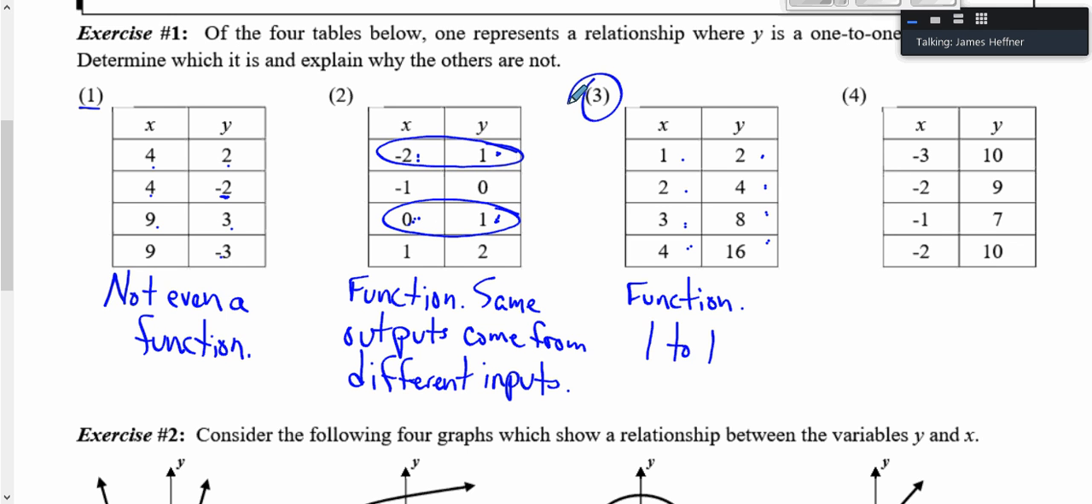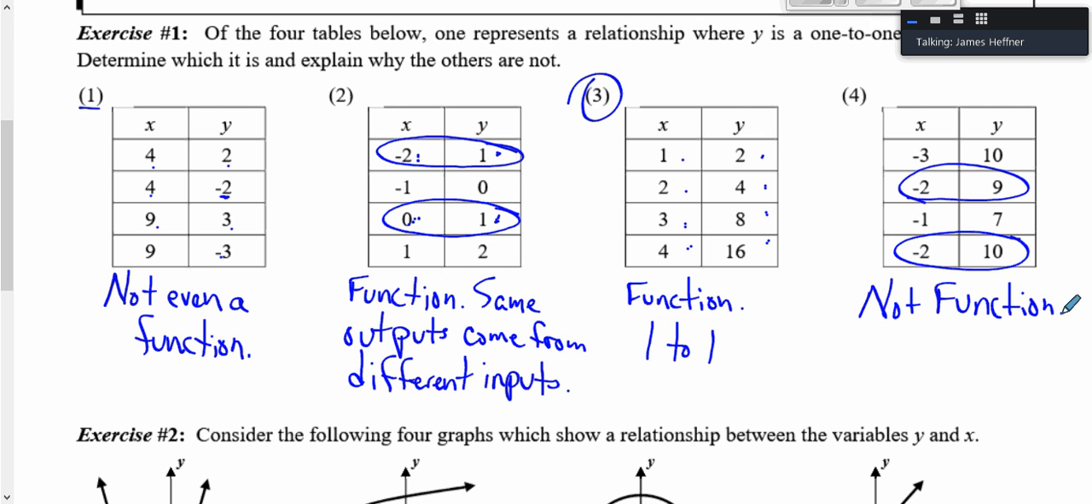A quick look at number 4. Determine whether it's one-to-one. Is it even a function? No. Why not? Because the input -2 has two different outputs. So this is not a function, and we can't even check for one-to-one. So it's starting to make sense maybe, okay?